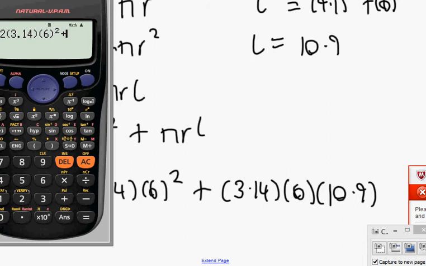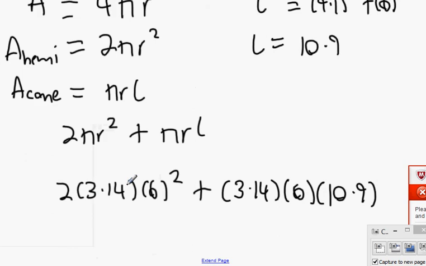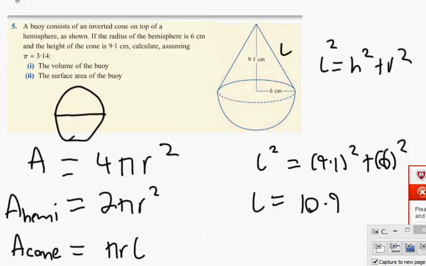Plus 3.14 times 6 times 10.9. Close it. 431.43, is that what we got? Yeah. So 431.44, okay. Centimeters squared. How would you write that question? Doable enough, okay? Next one.